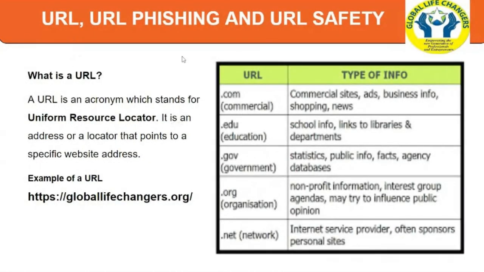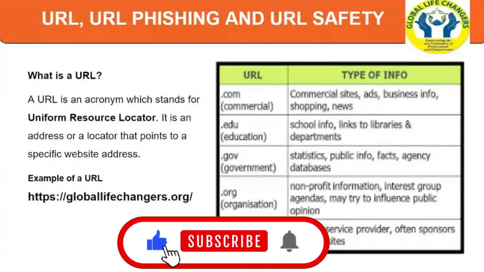Now, this takes us to URL and URL safety. Now, what is a URL? A URL is an acronym which stands for Uniform Resource Locator. It is an address or a locator that points to a specific website. Just like what I showed you, the URL to the Foundation for Global Life Changes website. That is what a URL is, and it is displayed here as well.